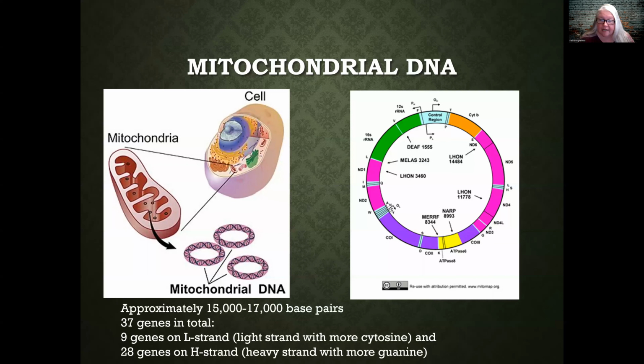So mitochondrial DNA is a ring. It's still a double helix, but it's a ring shape. And there are about 15 to 17,000 base pairs in a full mitochondrial DNA test.